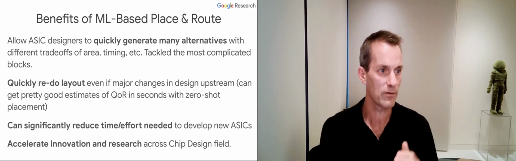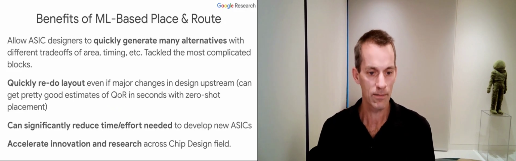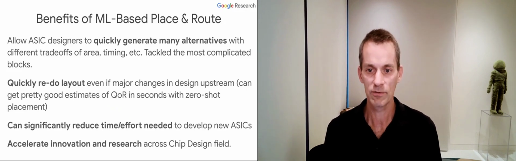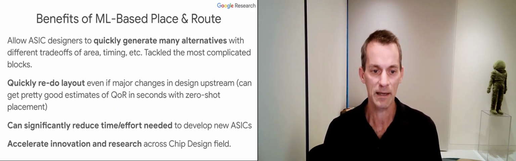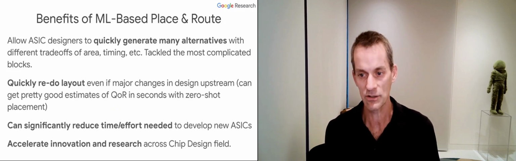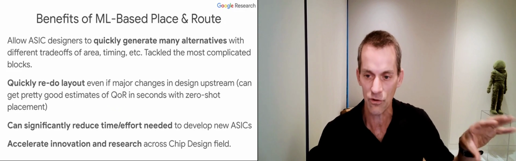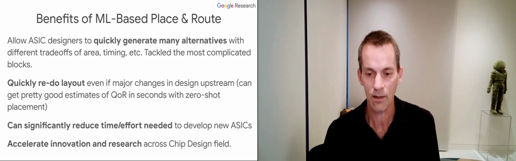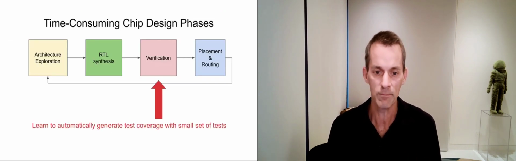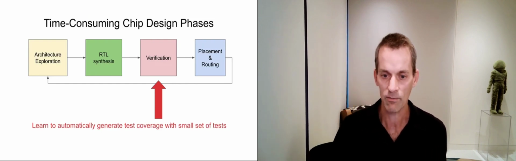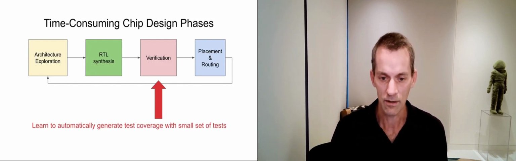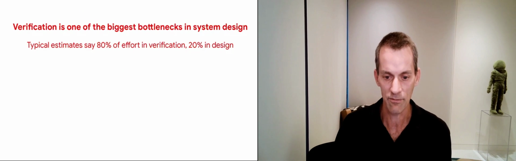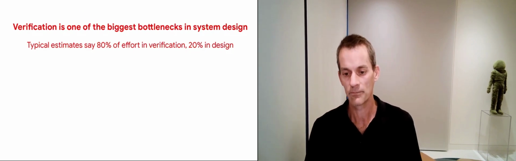So the benefits of this ML-based placement are really that it allows ASIC designers to quickly generate many alternatives, different trade-offs, and tackle the most complicated blocks. It can quickly redo the layout, even if there are major changes in design upstream. One of the reasons designs get frozen very quickly in chip design is because the placement aspects are so labor intensive and so long to redo that you can't really make major design changes without affecting that. So this can significantly reduce the time and effort to develop new ASICs by using RL-based placement, and accelerates innovation and design across the chip design field.